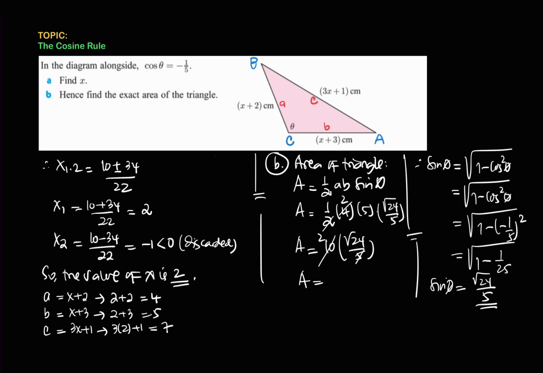This is 2, so the area is 2 times the square root of 24, which equals the square root of 96. The square root of 96 equals 4 square root 6, because 4 squared is 16, times 6 is 96. So that's exactly the area.